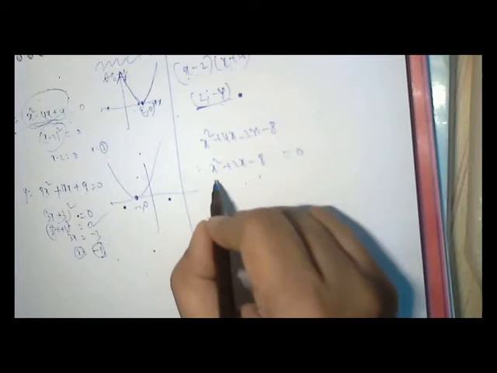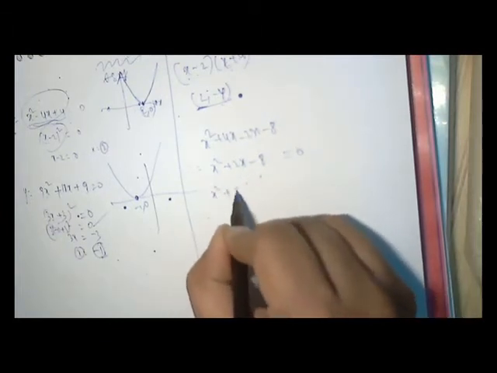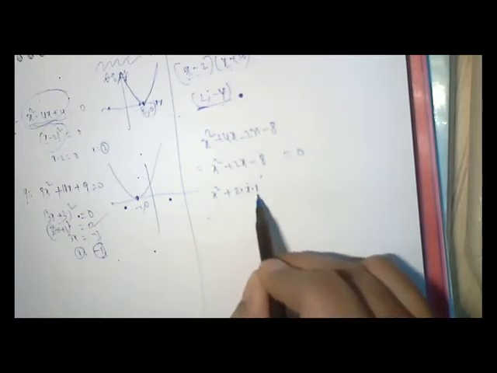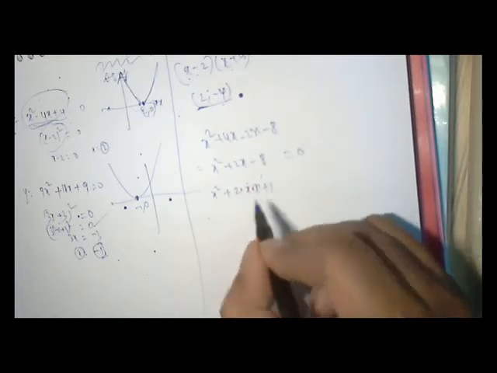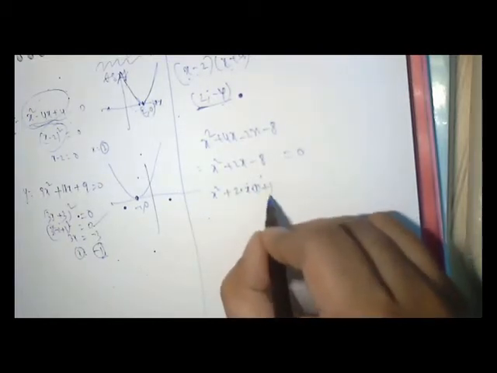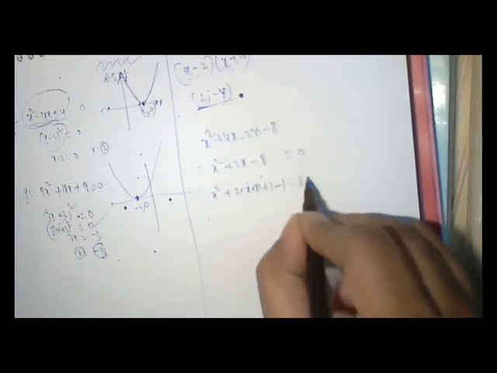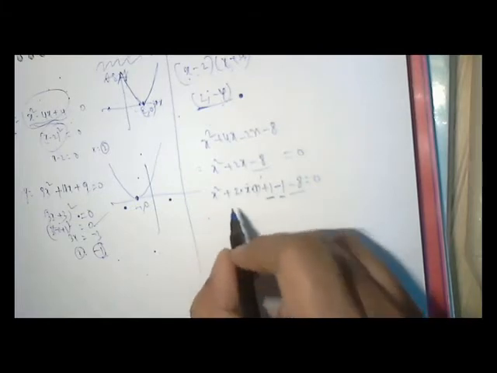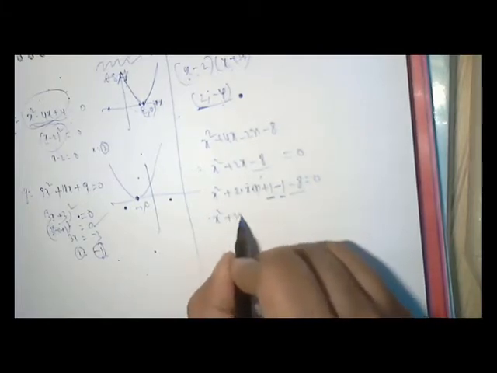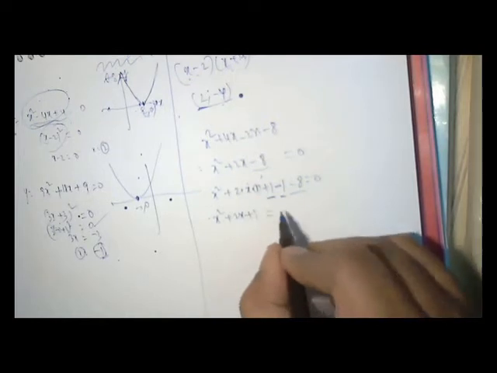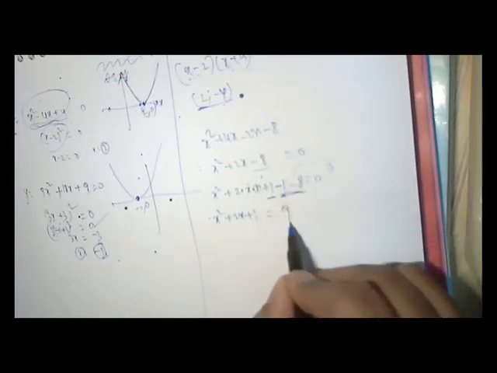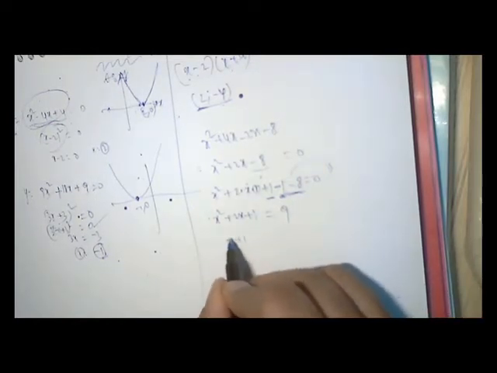So what I am doing, I am making it x square plus 2 into x into 1. So I am making a square plus 2ab. What is b here? b is 1. So plus 1. If I put plus 1, I have to put minus 1 also, with the minus 8. When I am adding plus 1, I am doing minus 1. So what is this becoming? x square plus 2x plus 1 is equal to 9, because minus 1 minus 8 is minus 9, and it goes to the other side as plus 9. So the left side is x plus 1 whole square.